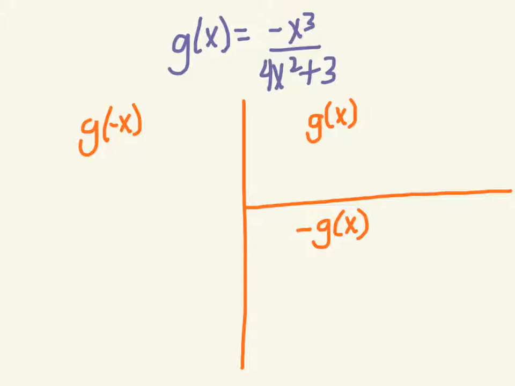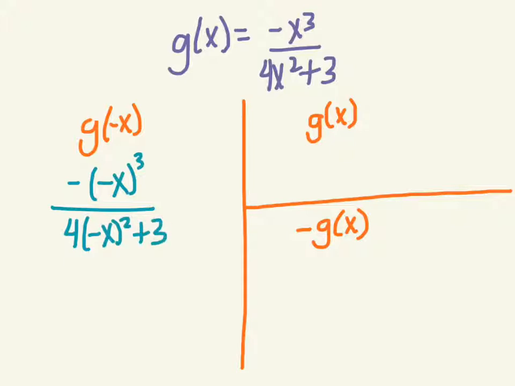Okay, so first we're going to start by plugging in negative x into every x in the original function. When you do that, make sure you put it in parentheses. So we have a negative, and in parentheses, negative x cubed, all over 4 times the negative x squared plus 3. And this is the first part of the test for both the even and the odd test.